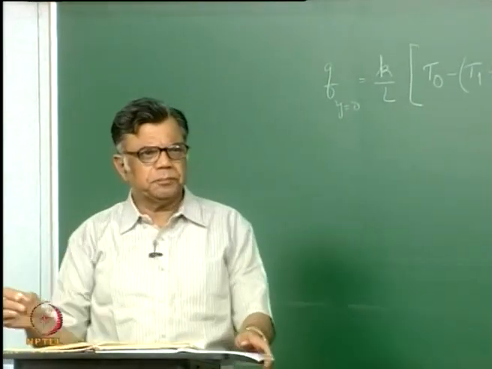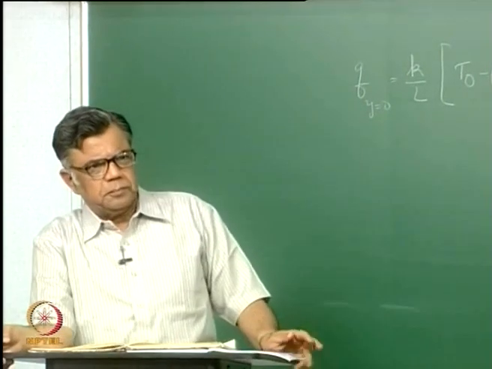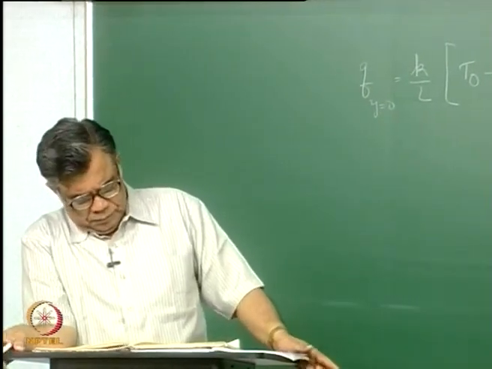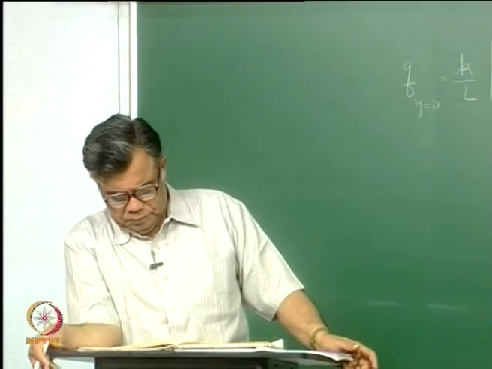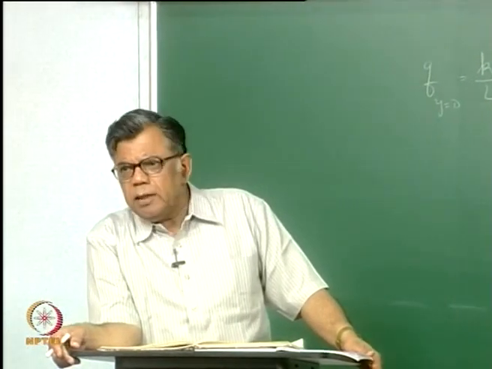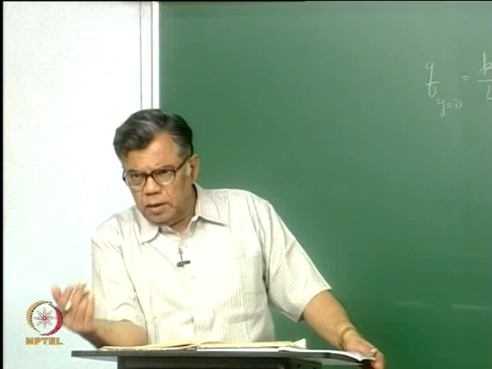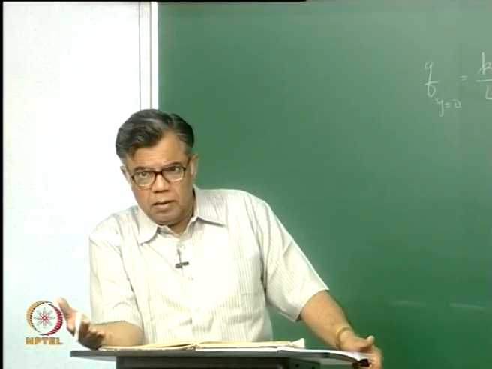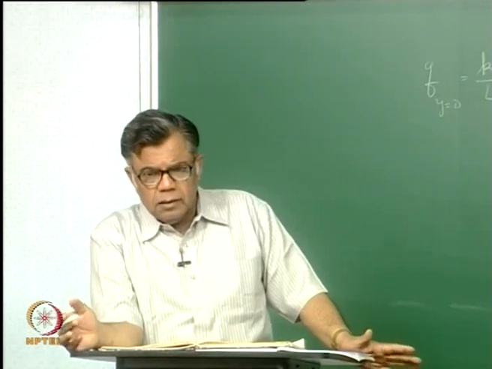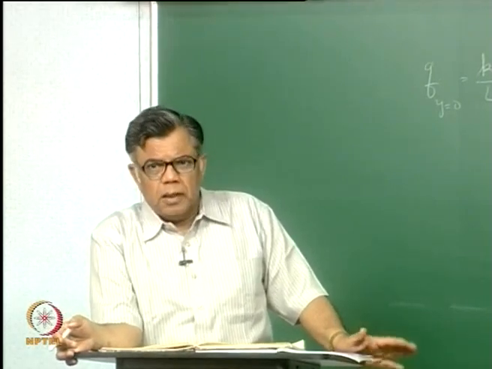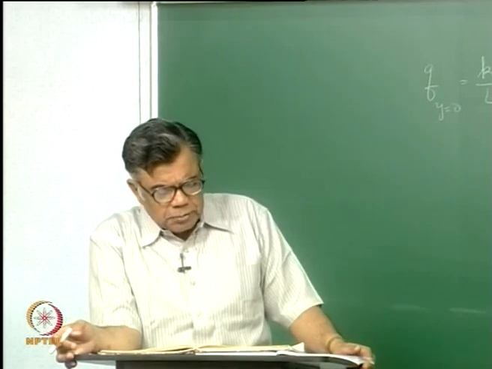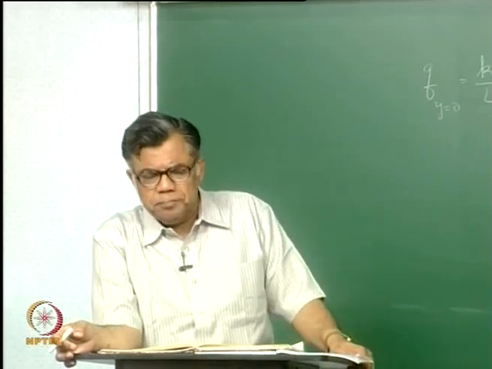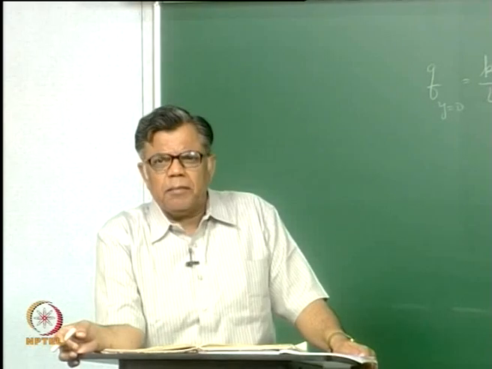Slight manipulation. K by L, you got it? Anybody has got it? K by L. Now, I hope you have got it. Now, look at this expression. This is the Q at the bottom wall. Usually one would think K by L into T naught minus T1, but now we know that is possible only when the Eckert number equals 0.